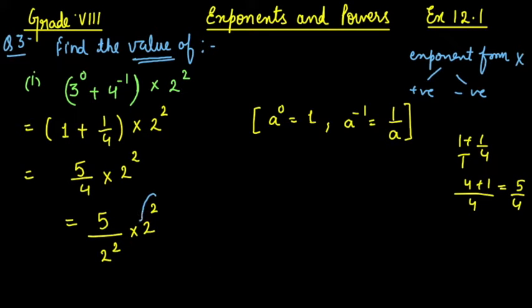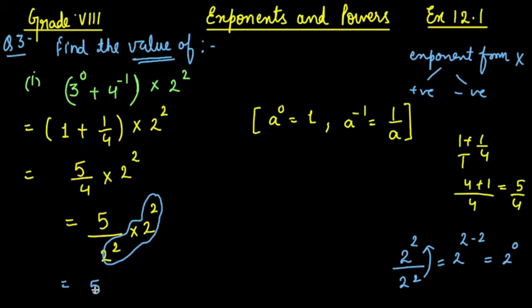Now, in this particular case, the bases are the same. It means in 2 square upon 2 square, I can subtract the powers, 2 minus 2. This can go in the numerator, which gives you 2 raised to the power 0. So it can be 5 into 2 raised to the power 2 minus 2, which is further equal to 5 into 2 raised to the power 0. Now we again write anything power 0 is 1. It means your answer is 5. 5 into 1 gives you 5.